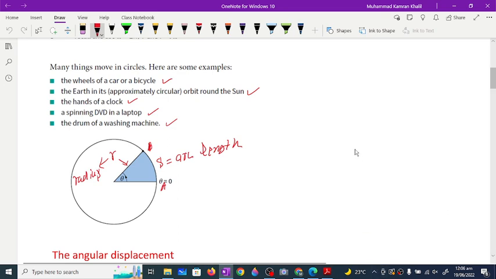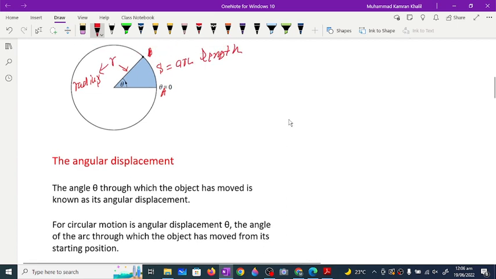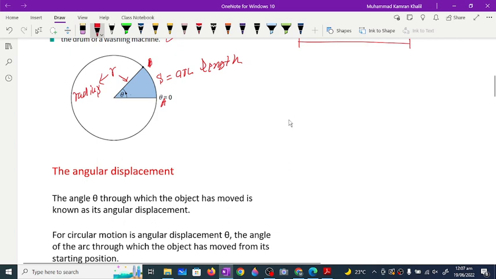As I have already told you, whenever an object moves in a circular path, there is a change in angle. When an object is moving in a straight line, this is called the displacement, which is the shortest distance between 2 points in a particular direction. That is the linear displacement. But with respect to angular displacement, the angle theta through which the object has moved is known as angular displacement. So in this diagram, this angle is its angular displacement.